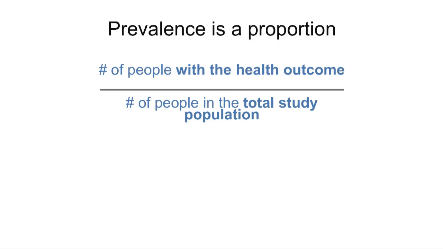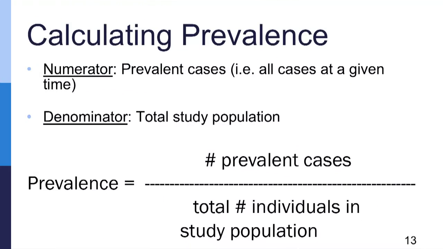Prevalence is a proportion. The numerator is the number of people with the disease or health outcome, and the denominator is the number of people in the total study population. Note that people with the disease are also counted in the denominator. Here is the formula for a prevalence. The numerator is the prevalent cases, all existing cases at a given point in time, and the denominator is the total study population.